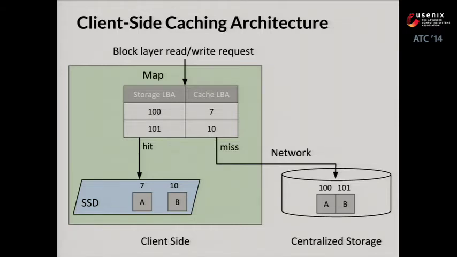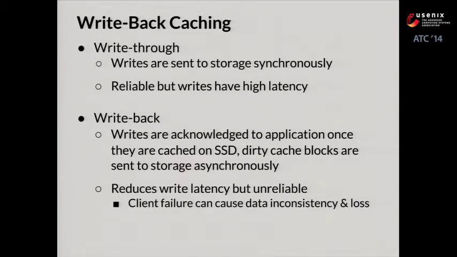So here in this figure, I have described the read path, but what about write path? Well, we could use write-through caching where writes are sent to the storage synchronously. Write-through is reliable, but it introduces high latency for write-intensive workloads. Alternatively, with write-back caching, writes are cached on the SSD and sent to the storage asynchronously. This reduces write latency. However, client failures can cause data inconsistency and loss.